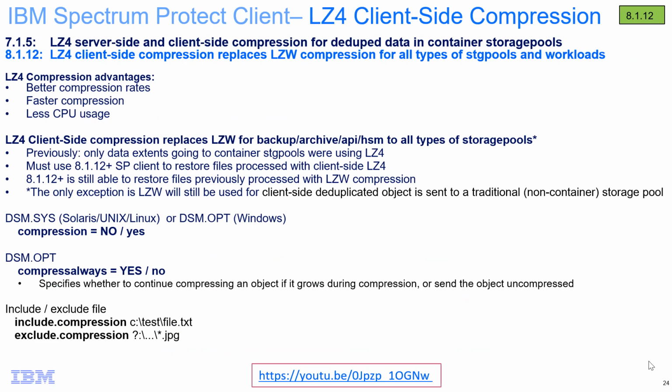On the Spectrum Protect clients, in version 8.1.12, we're introducing LZ4 client-side compression to replace LZW compression for all types of storage pools and workloads. Previously in version 7.1.5, when we introduced LZ4 server-side and client-side compression, that was only for dedupe data being sent to container storage pools. So now we're extending that to also support the other types of storage pools and workloads. So LZ4 is much superior to LZW compression. It gives you better compression rates, faster compression, and uses less CPU.